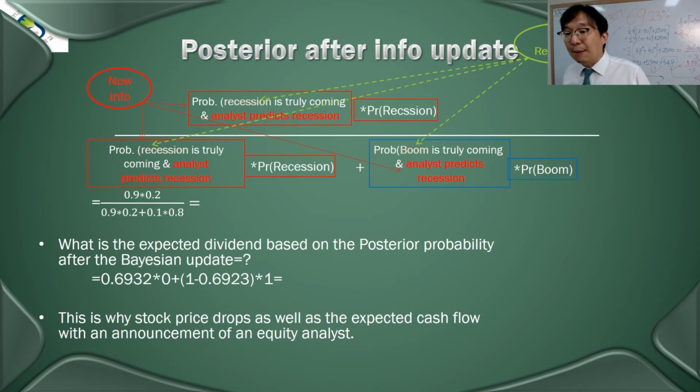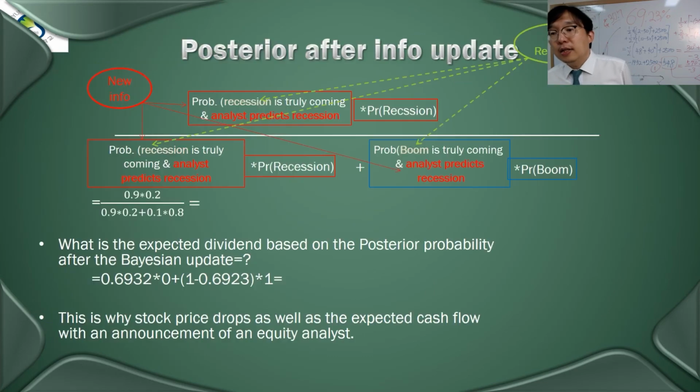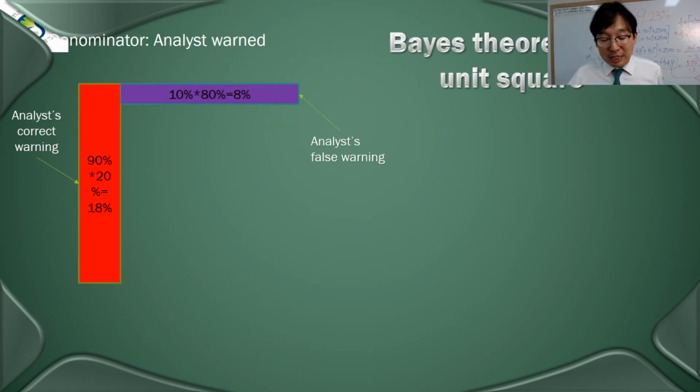This is why the stock price drops, as well as the expected cash flow, with an announcement by an equity analyst. Remember, based on our prior probability of having recession, the expected dividend used to be 80 cents. Now it is 30 cents, less than half. Your expected cash flow plunged with the announcement of the expert. Okay? So the announcement of this expert affects the stock price based on this Bayesian framework and EMH, the efficient market hypothesis, going all together. Right? There are also a couple of interesting things to talk about here.